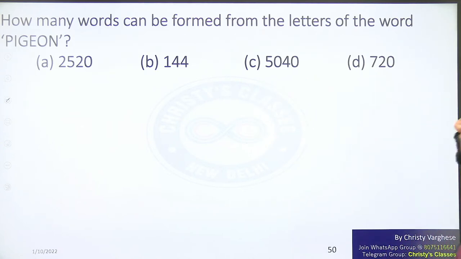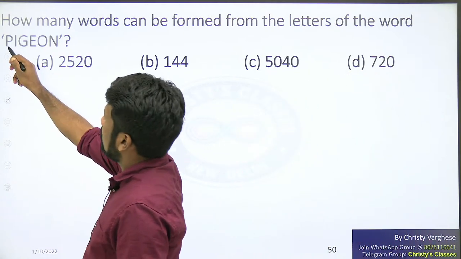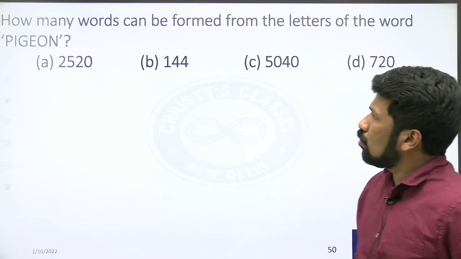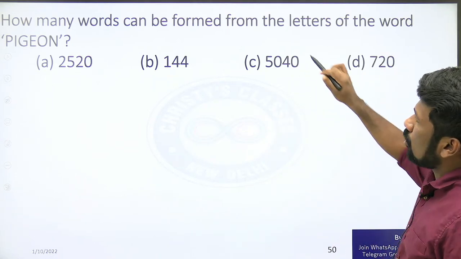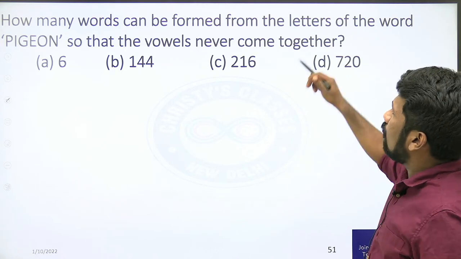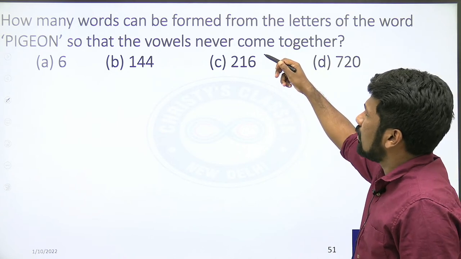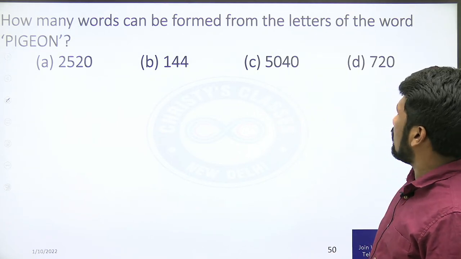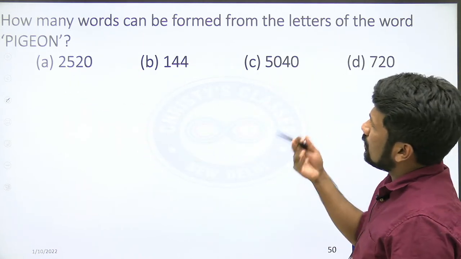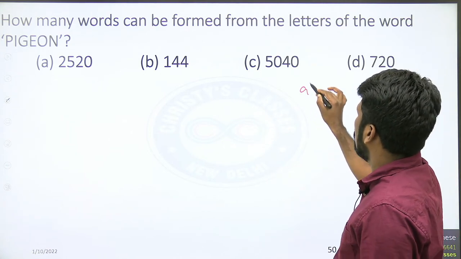Now, can you do this for the next question? The word is pigeon. I want you to do three questions. Find the total number of ways, find the ways in which vowels always come together, and find the ways in which vowels never come together. Ignore the options for now, they may be different. Find all these three.